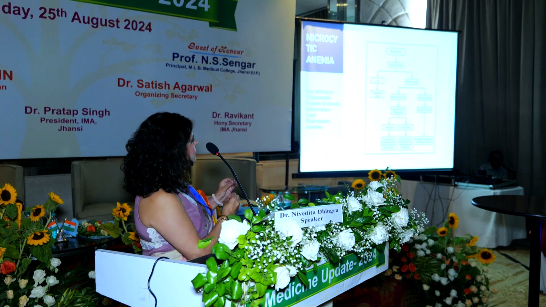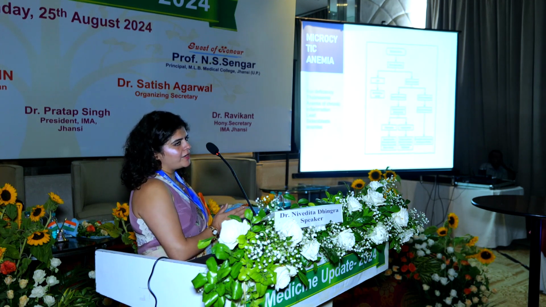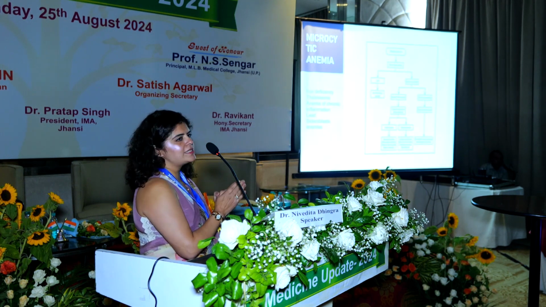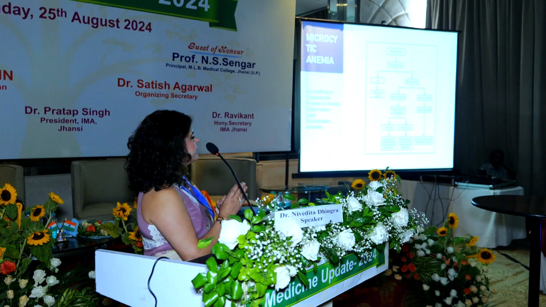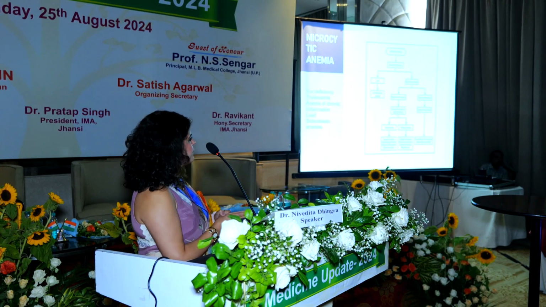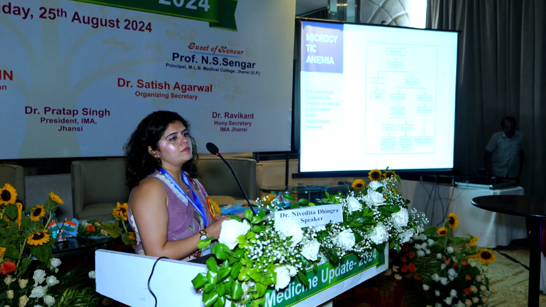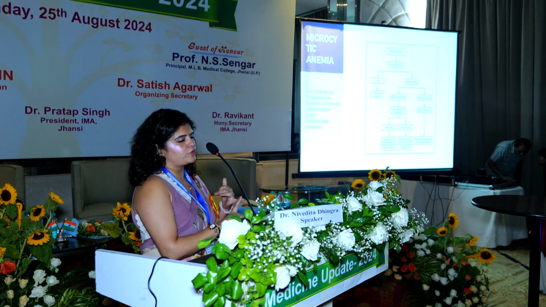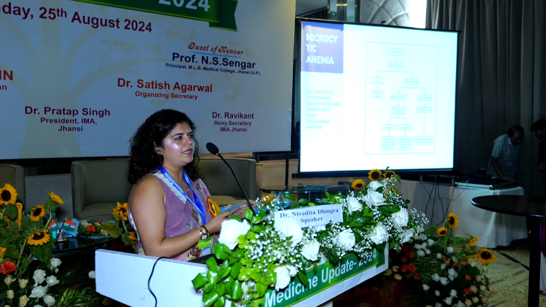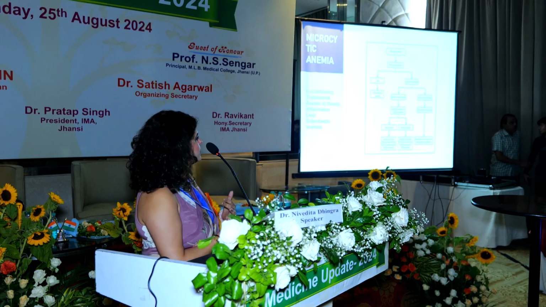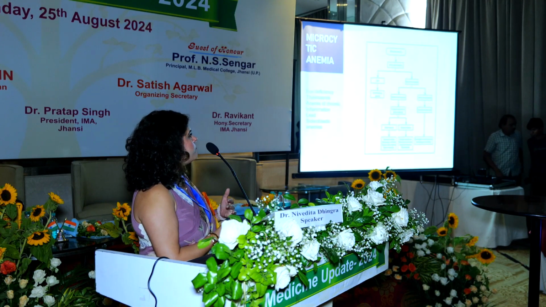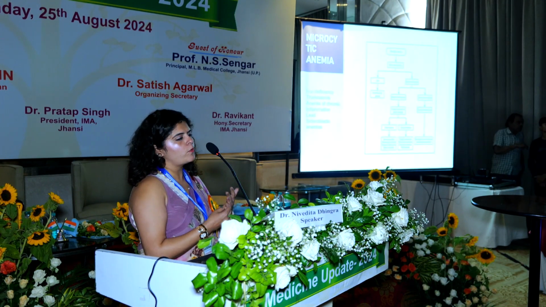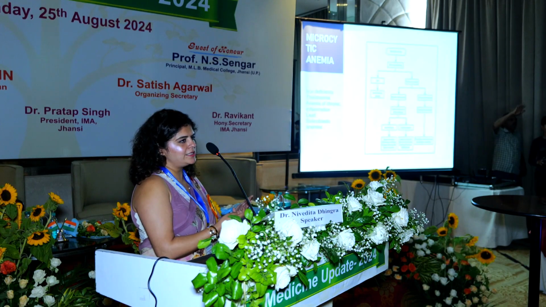So the key point is microcytic anemia, of course iron deficiency being the most common. First thing to do, check serum ferritin. If serum ferritin is low, it is iron deficiency anemia. If it is normal or elevated, then we should do a hemoglobin HPLC. It could be a thalassemia intermedia or thalassemia minor syndrome, or it could be some form of chronic inflammation because of which the ferritin is elevated.